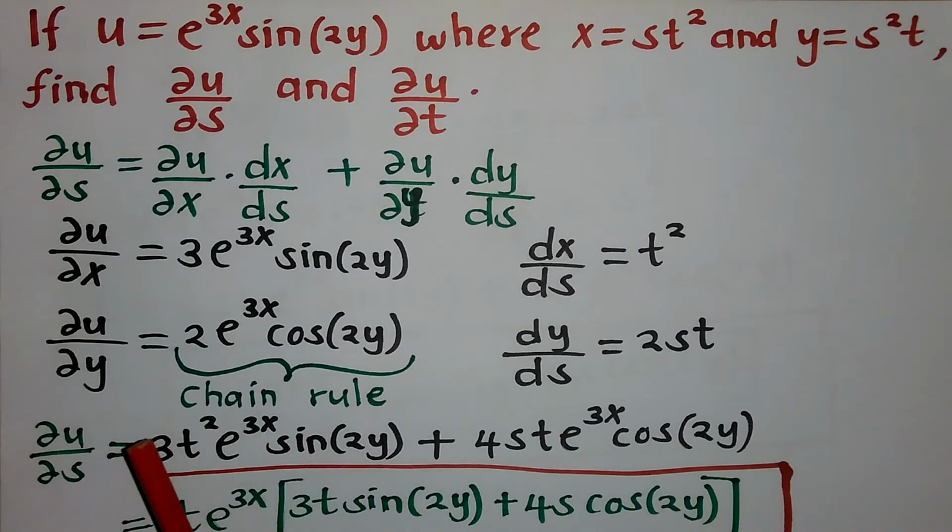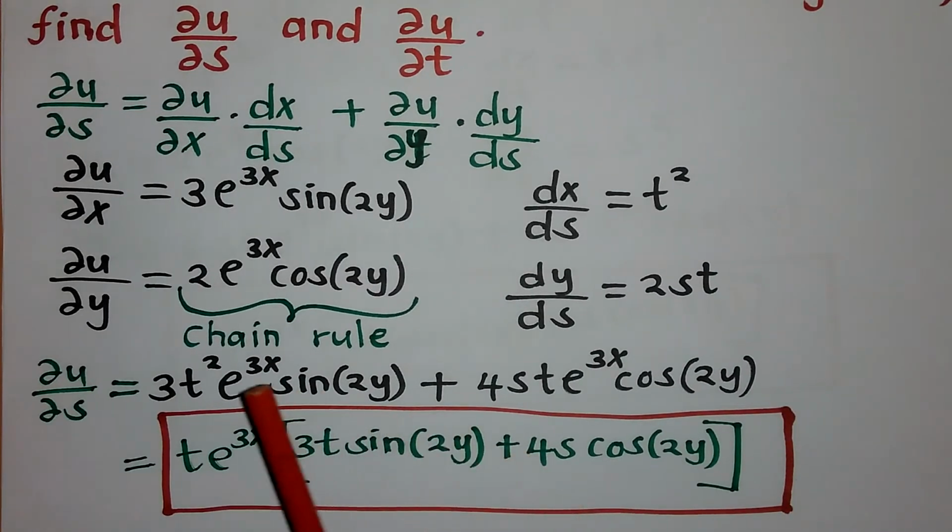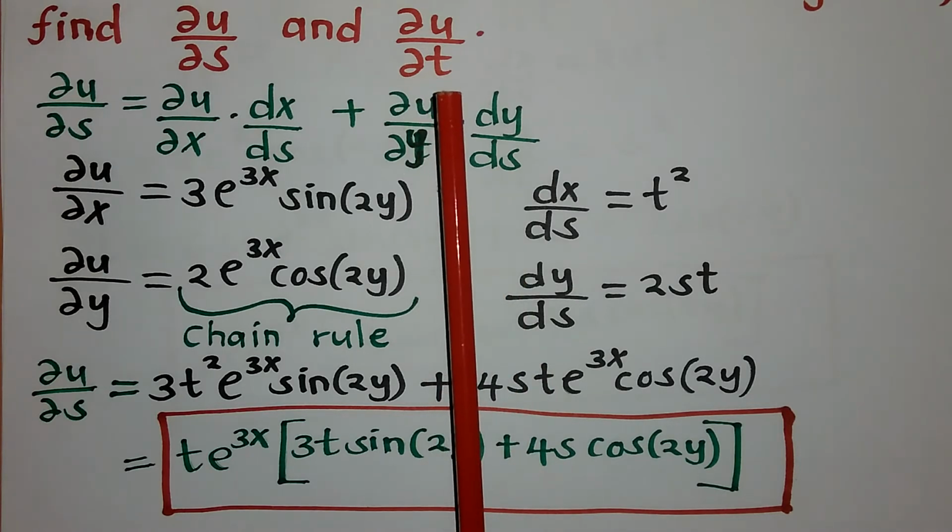The next step is replacing those values in du over ds, and after replacing, you're going to get this. We're going to notice that we can simplify this further. There is t that is common here and here. Exponential 3x is also common, so you're going to factorize out t exponential 3x, and we're going to have this answer. So the next step will be finding the derivative of u with respect to t.